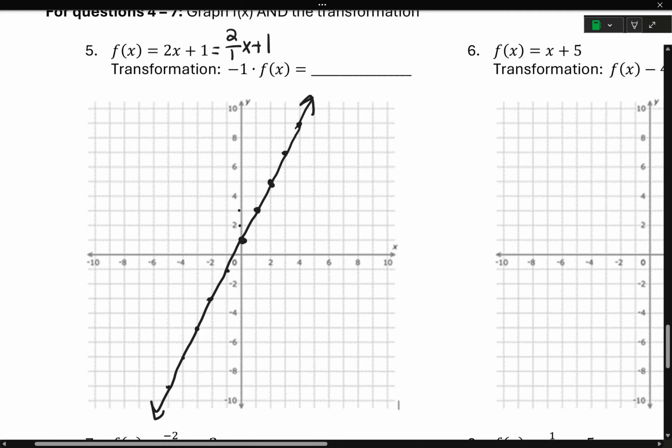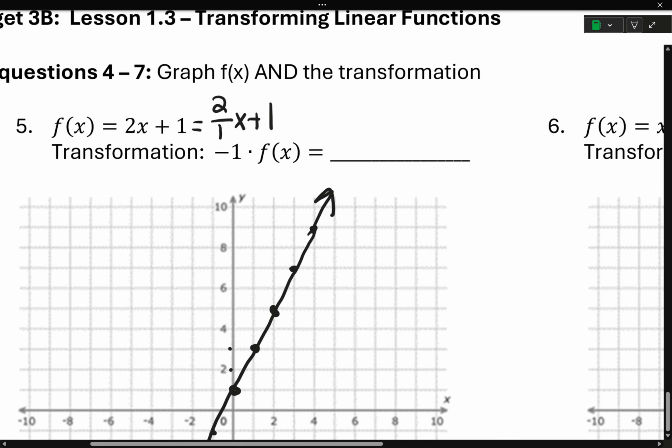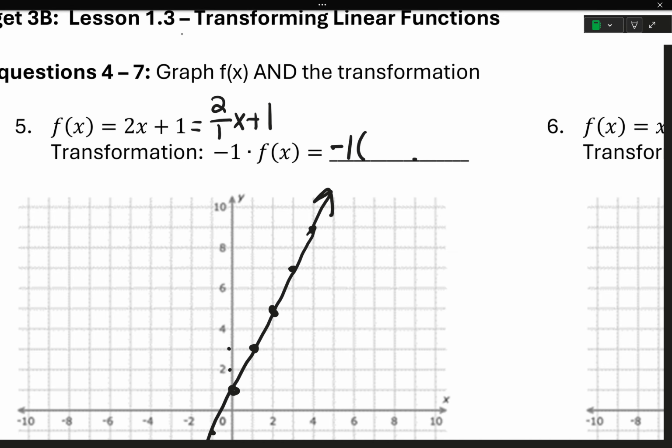The transformation that I have is -1 times f of x. This is a dilation. So we're going to unselect that. We're going to do -1 times 2x plus 1, because we're multiplying by f of x. Let's distribute. -1 times 2x gives us -2x. -1 times +1 gives us -1.